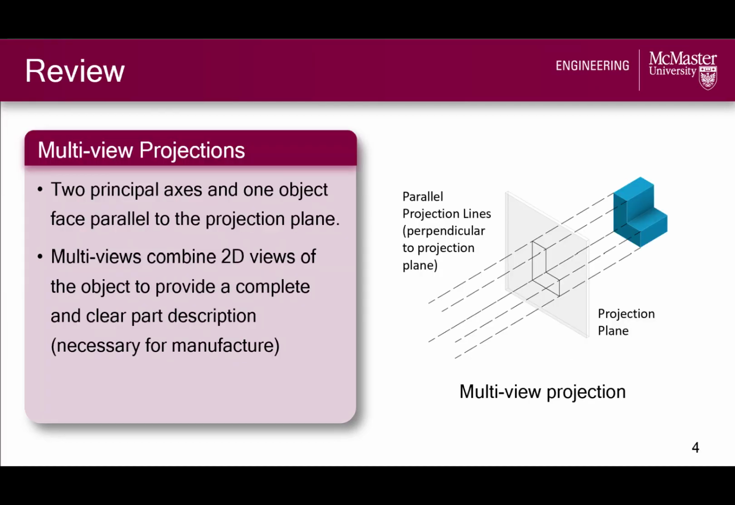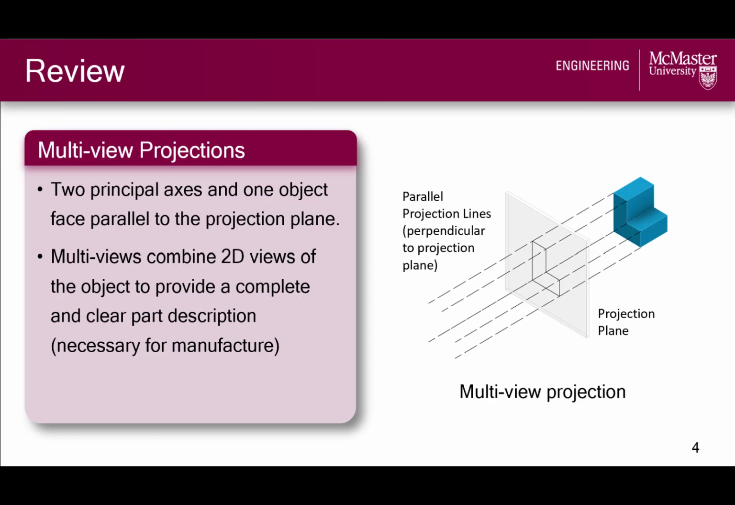Recall that multi-views are a subclass of orthographic projection where the projection plane is parallel to a principal face of the object, leading to a two-dimensional view. If we combine multiple multi-view projections of different principal faces, we end up with a collection of 2D views, as shown on the previous slide, that can clearly be dimensioned to provide a complete and clear description of the product geometry, which is necessary to ensure that it is manufactured as intended.